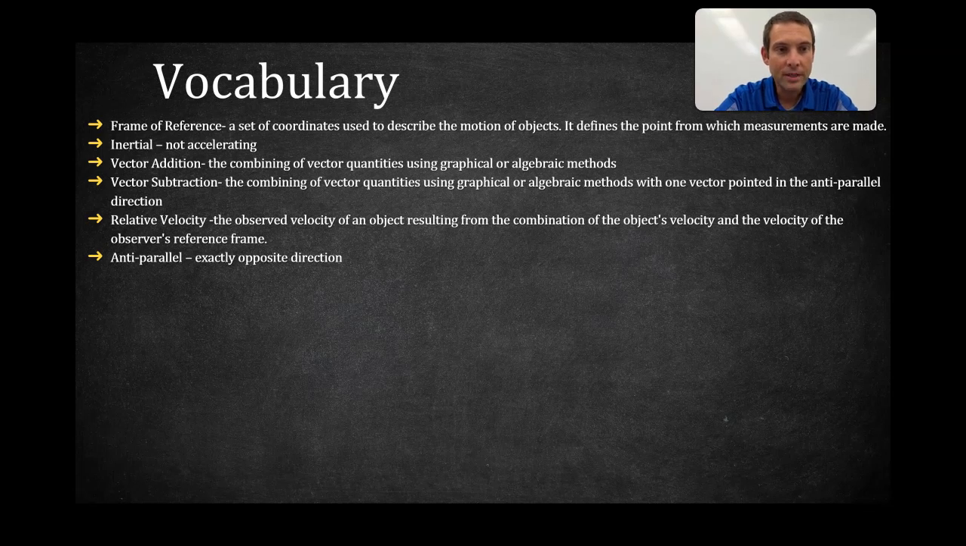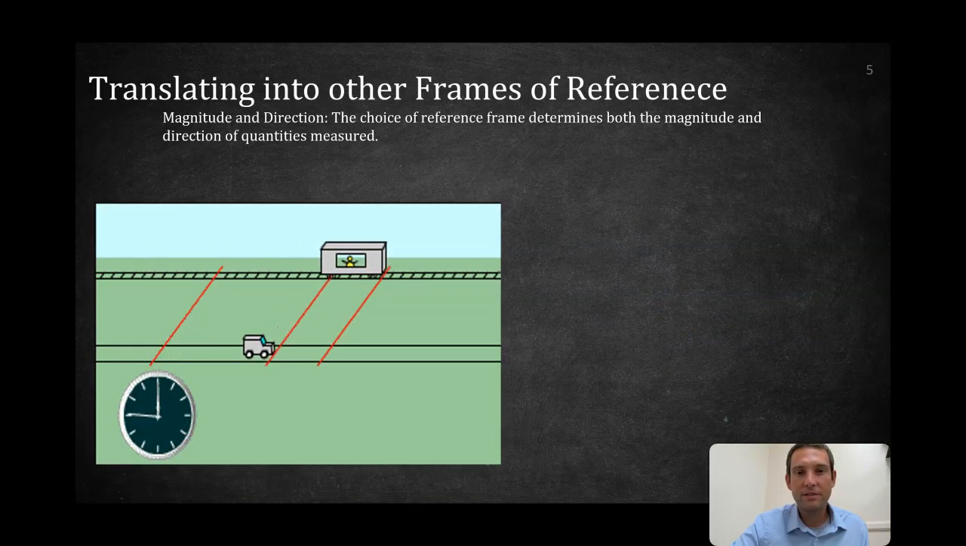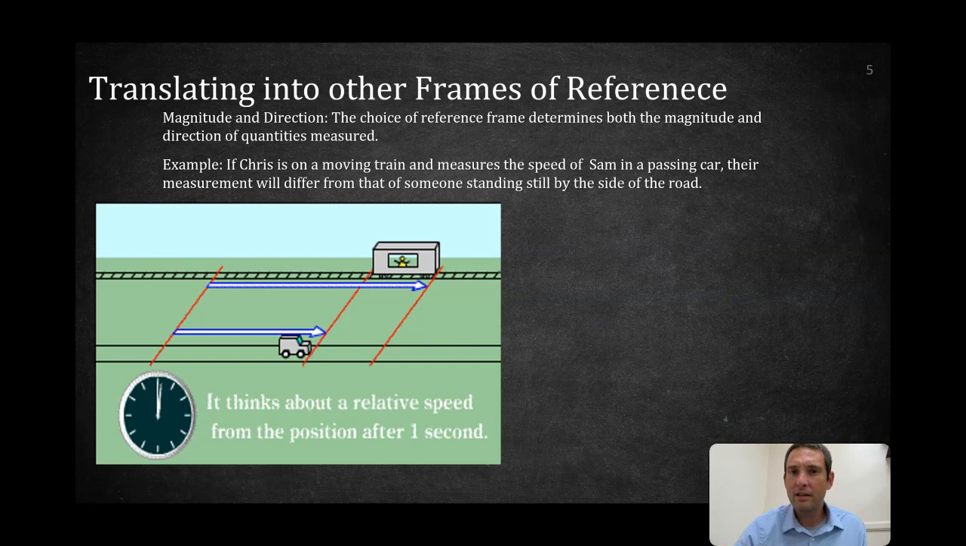direction. Relative velocity is the observed velocity, or an apparent velocity, of an object resulting from the combination of the object's velocity and the velocity of the observer's reference frame. Anti-parallel means exactly opposite direction. Magnitude and direction. The choice of reference frame determines both the magnitude and direction of the quantities measured. The easiest way to go through this and understand it is by looking at it in action.